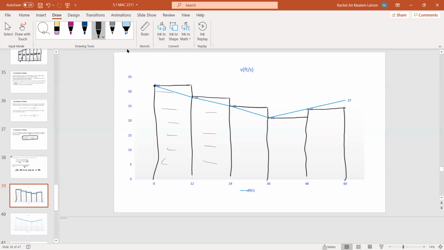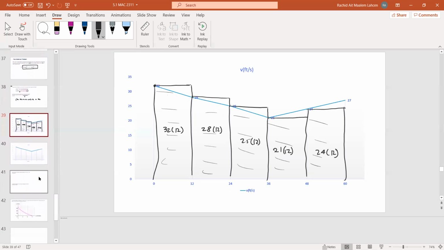So that's, and that's the height is 32. So 32 times 12, 28 times 12, 25 times 12, 25 times 12, 24 times 12.